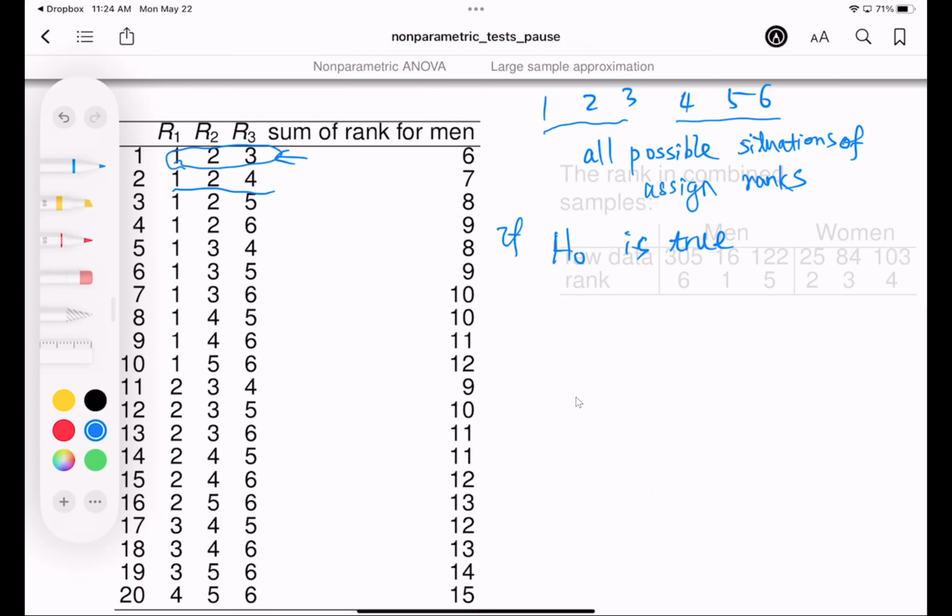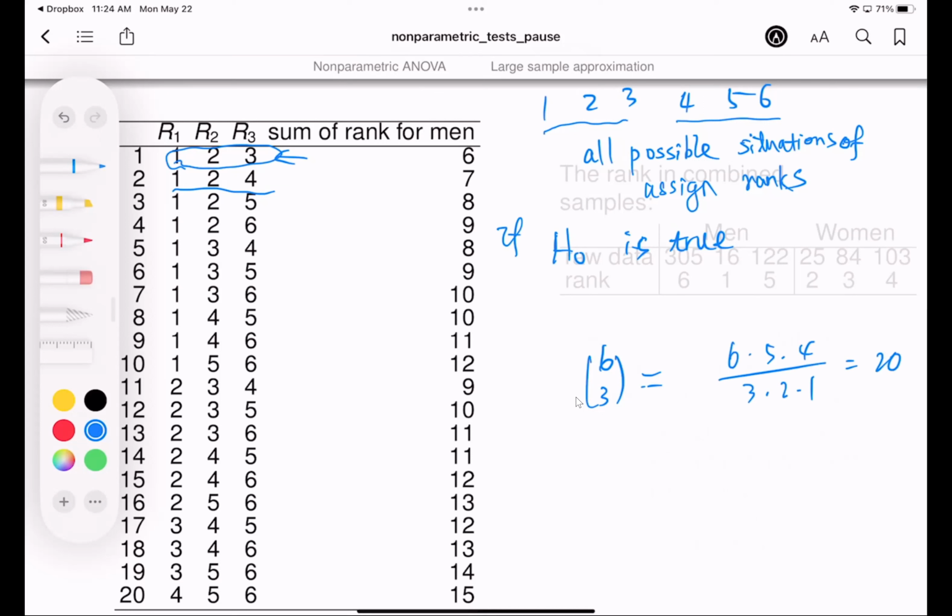So how many of those? This is choosing 3 out of the 6 values, 6 choose 3, which is computed as 6 times 5 times 4 divided by 3 times 2 times 1. In the end, you get 20. That's why you see 20 of these listed scenarios. For each one of them, let's compute the sum of ranks. 1, 2, 3 gives a sum of ranks of 6. 1, 2, 4 gives a sum of ranks of 7, and so on.